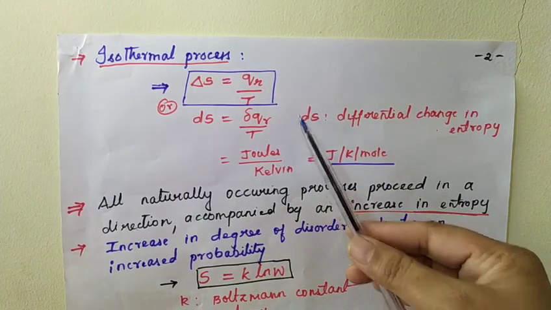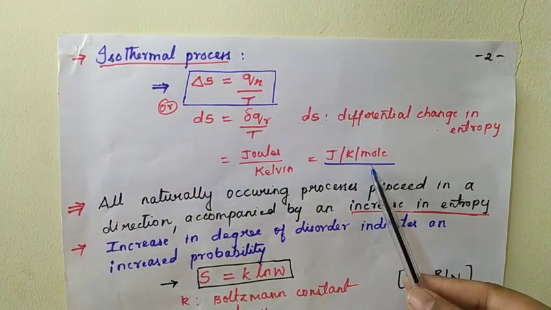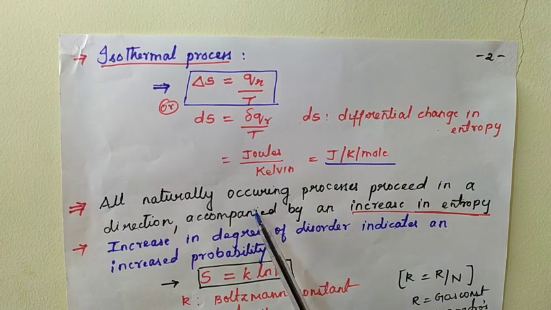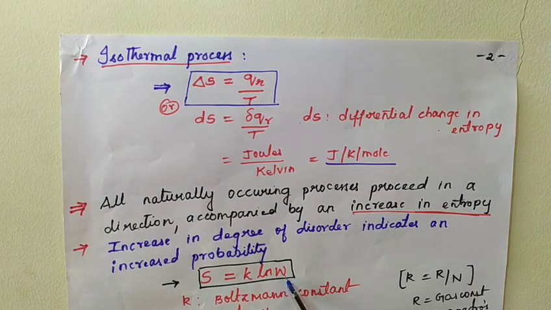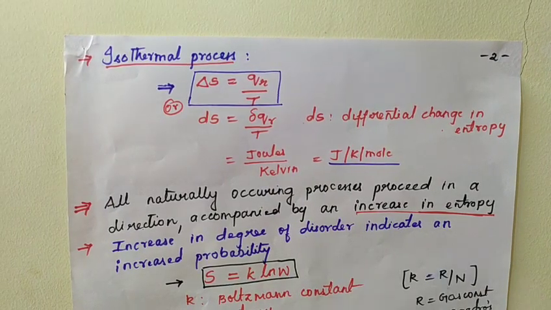You need to write the expression and write the unit of entropy. Entropy in case of natural processes increases, whereas entropy can also be related to thermodynamic probability using the expression. So you have to write all these points for a short note on entropy.